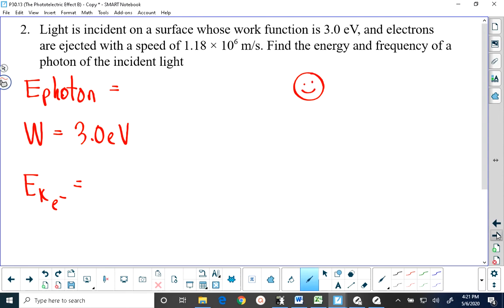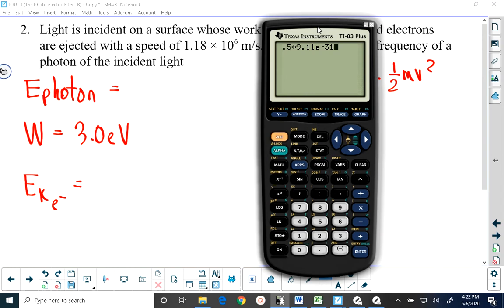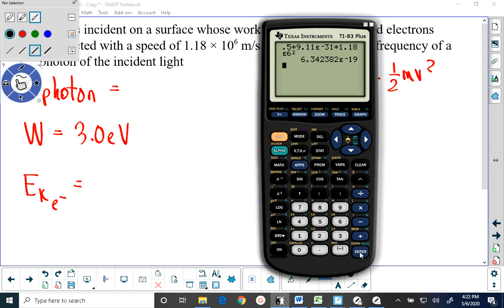We have the speed of the electron, so it's a pretty, I don't want to say trivial, because it's an important calculation, but it's a pretty simple calculation for us to take 1/2 mv squared and get a kinetic energy for the electron. So 0.5 multiplied by the mass of an electron, 9.11 times 10 to the negative 31 kilograms, multiplied by the speed squared. The speed is 1.18 multiplied by 10 to the 6. Don't forget to square it. That's a common mistake. And we're getting an energy here of 6.34 multiplied by 10 to the negative 19 joules.